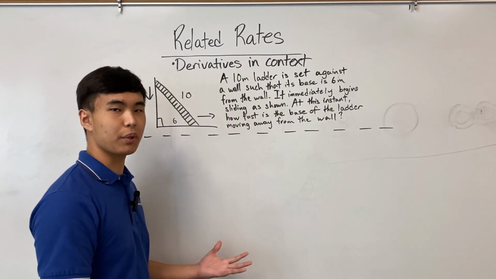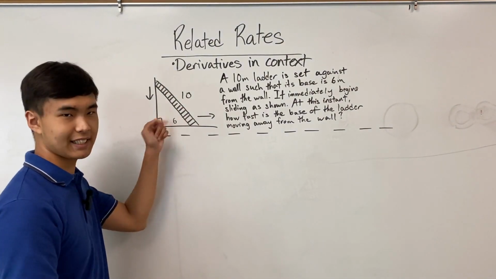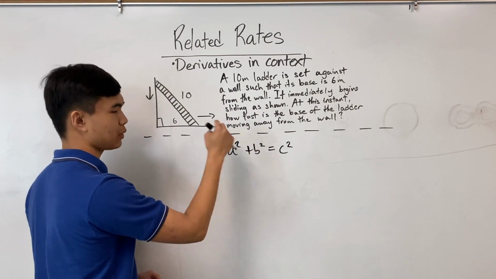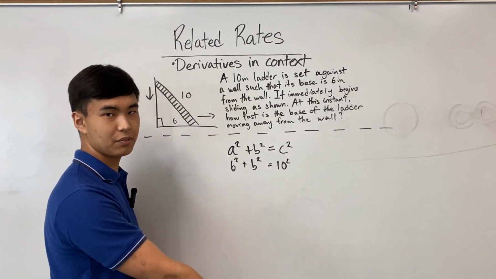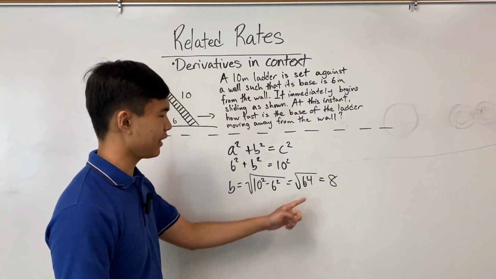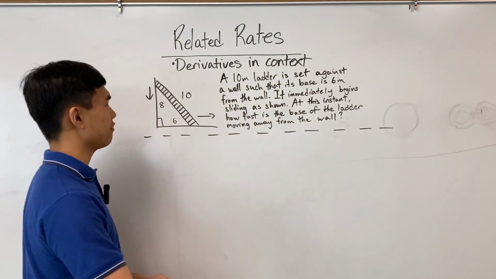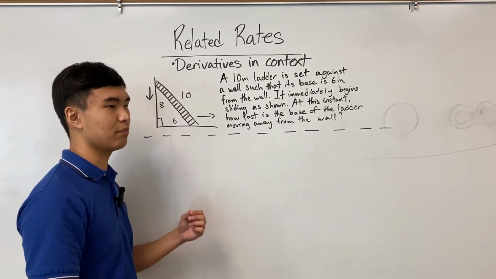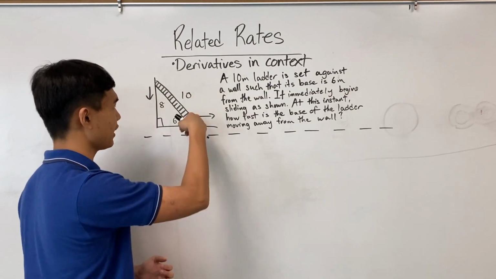Because it's a right triangle, we're going to use the Pythagorean theorem to find the side. We start with a squared plus b squared equals c squared, then we substitute our values, and then we algebraically solve for b, and we find that this is 8 meters above the floor. We found the length of the missing side, but we still need to make an equation to relate some rates that are in this problem.